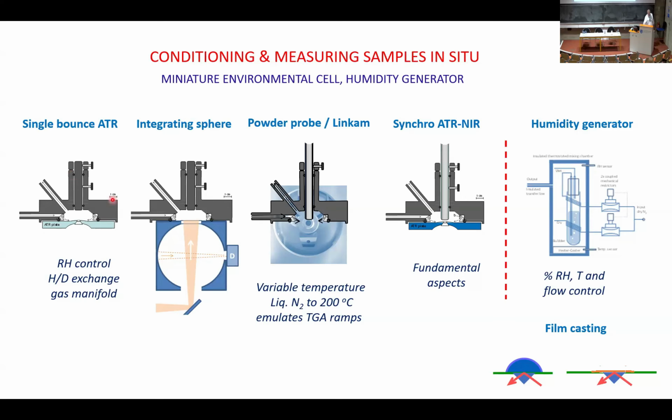So this is over the ATR on the left. This is over the integrating sphere. This is over a high temperature cell. This is both the near-infrared and the ATR. That's some rather scientific extravaganza. And you can have a humidity generator to produce air with controlled relative humidity to change the condition of your sample. And then you can have the same sample.